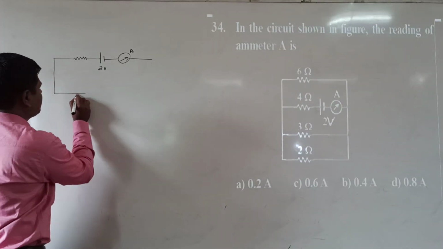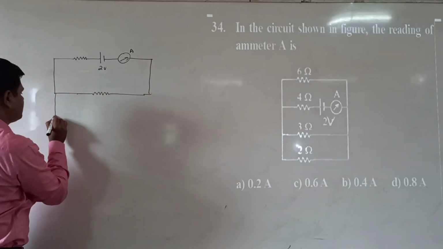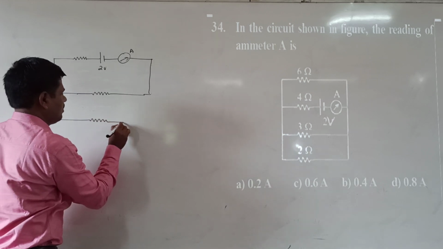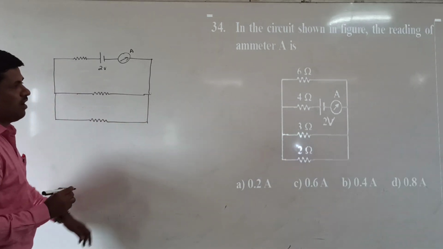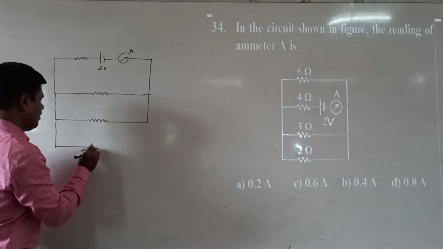Next we get this 3 ohm. Next this is 2 ohm. Next there is the 6 ohm, which is taken downward. Now what do we get when changing the diagram?